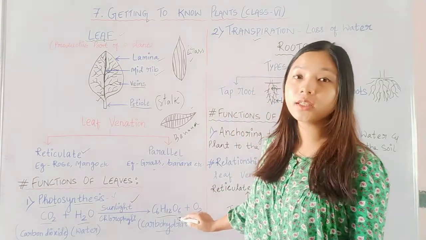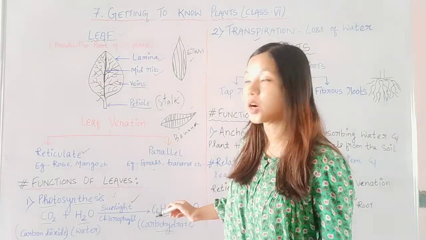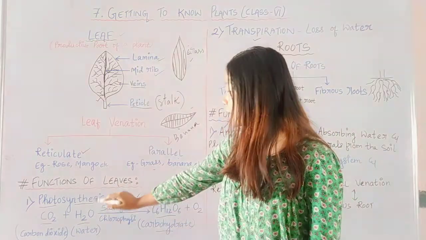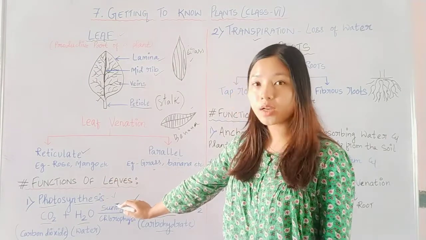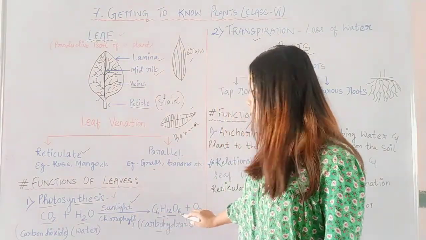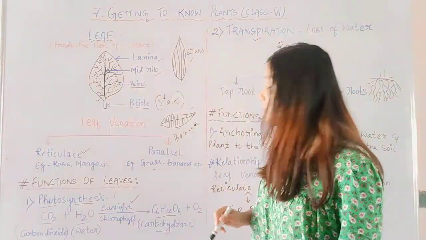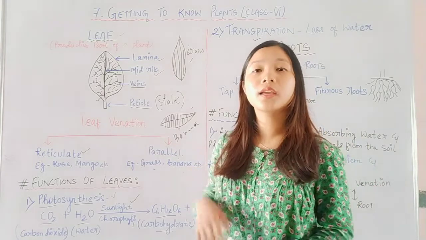C6H12O6 is actually the chemical formula of glucose, and glucose is a type of carbohydrate. So carbon dioxide plus water in the presence of sunlight and chlorophyll gives you carbohydrate, or the food of the plant, with the release of oxygen gas which we inhale.